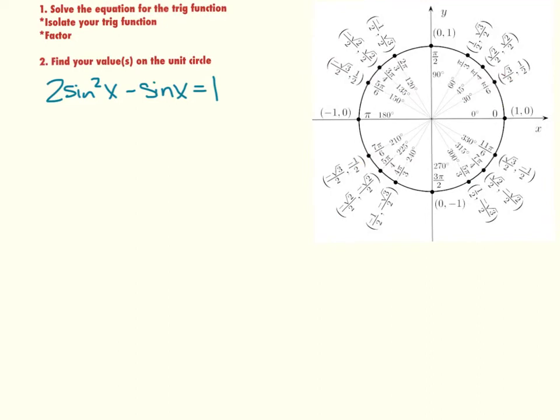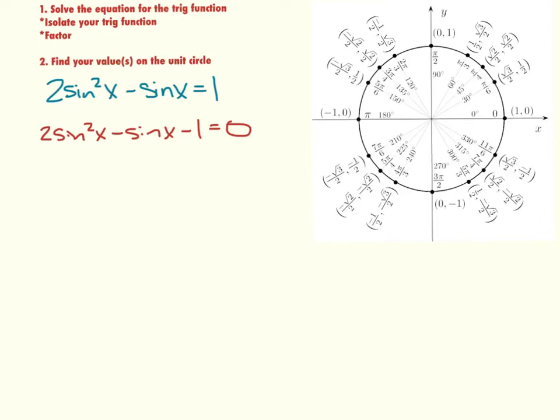Alright, so now let's get crazy. Okay, here I have 2 sine squared x minus sine x equals 1. Since I have a sine squared and a sine, I'm going to have to do some factoring. So I'm going to bring everything to one side of the equal sign. 2 sine squared x minus sine x minus 1 equals 0.